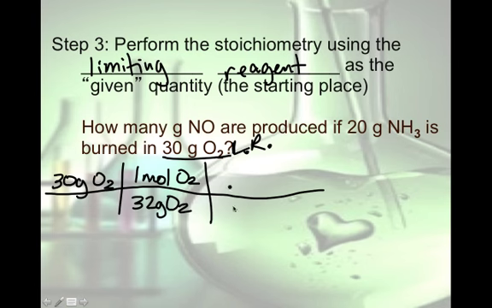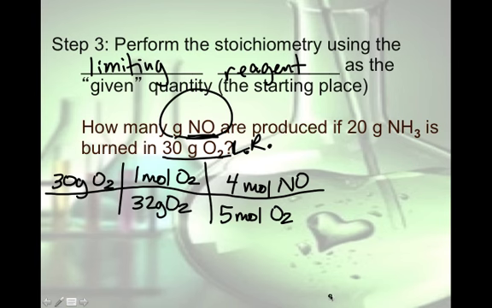And now we're going to change oxygen to NO. So we go back to our balanced equation, and I had 5 moles of oxygen for every 4 moles of nitrogen monoxide. And I'm not quite to my target, but we're getting there. At least I've got NO now. Now we're going to change moles to grams. So 1 mole of nitrogen monoxide weighs 30.01 grams, right? We did that one before.